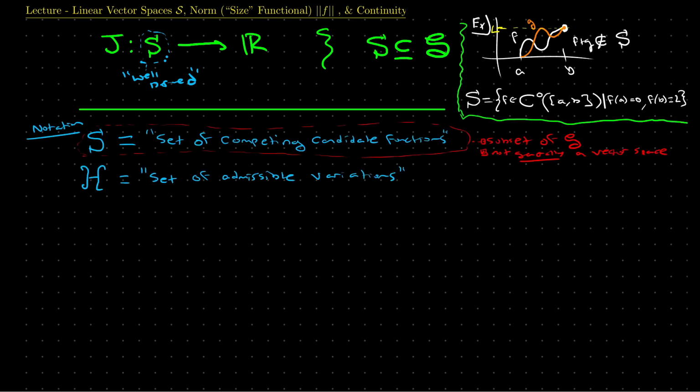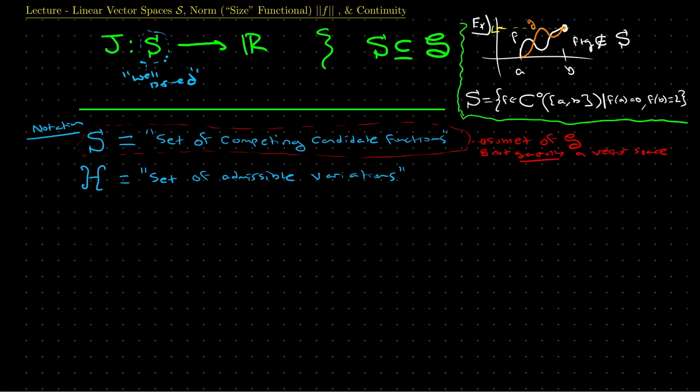So to summarize this, essentially, in our calculus of variations problem, in general, we'll be trying to minimize or maximize or solve for critical points of a functional, and be deriving necessary conditions for doing such a thing. And we'll be searching through some set S, which is a set of competing candidate functions. In general, this is not a vector space, as shown in this previous example, but it is a subset of some vector space of functions.